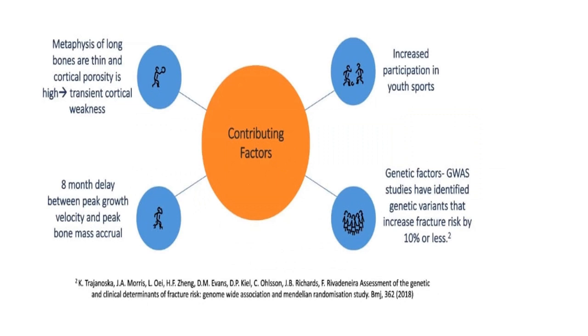So what are the contributing factors? The metaphysis of long bones is thin and cortical porosity is high, which leads to transient cortical weakness. There is an 8-month delay between the peak growth velocity and peak bone mass accrual. There is also increased participation in youth sports. Other genetic factors also predispose to it.